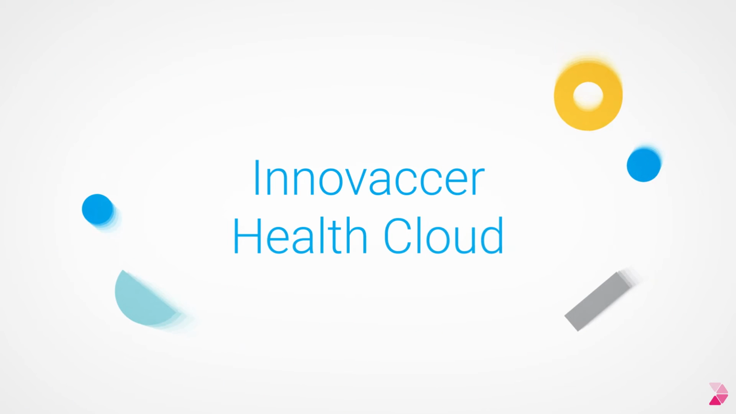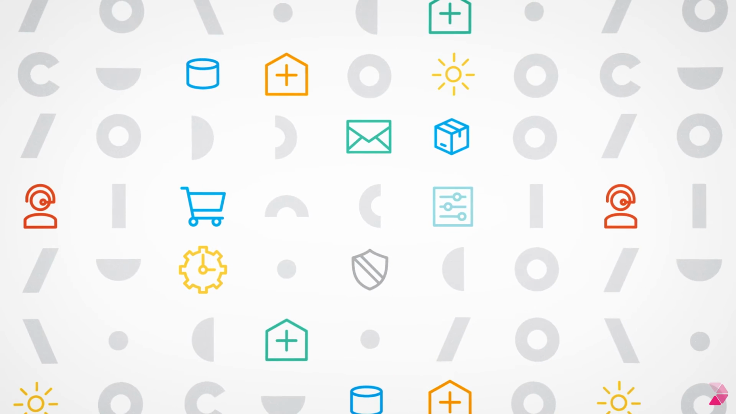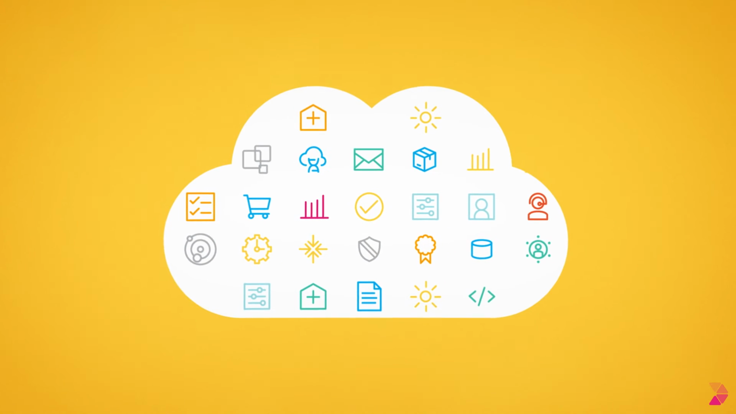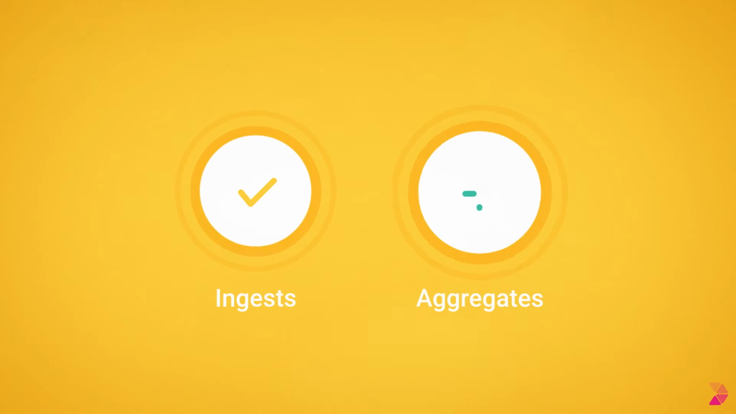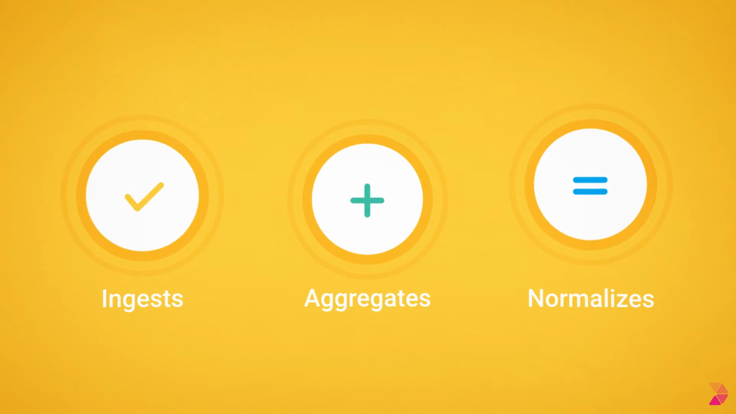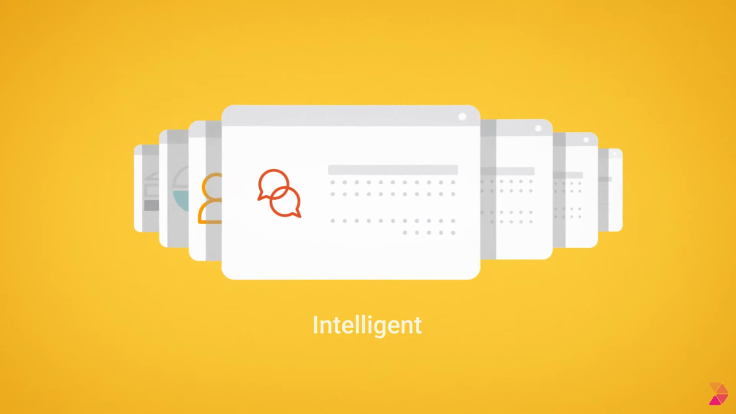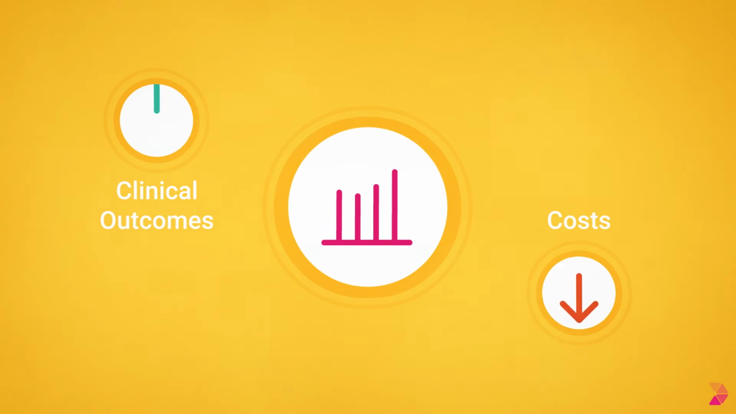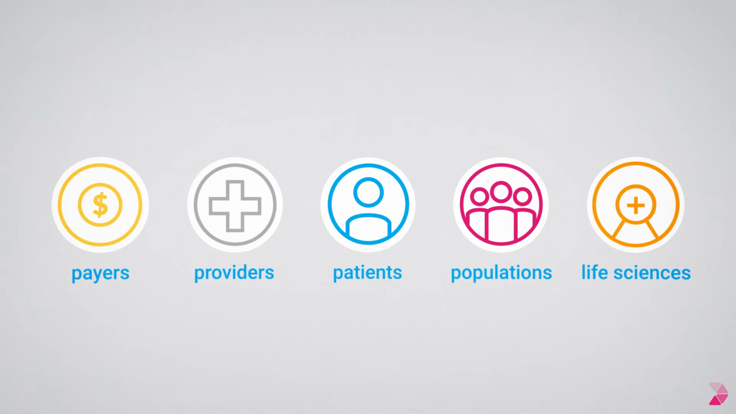And that solution is the Innovaccer Health Cloud, a collection of cloud-based products and services that improves outcomes and accelerates innovation. The Innovaccer Health Cloud is powered by the Data Activation Platform, which ingests, aggregates, and normalizes healthcare data across systems and settings. This data is put to use with intelligent, flexible applications, providing analytics and insights to improve outcomes for payers, providers, and patients at all stages of care.